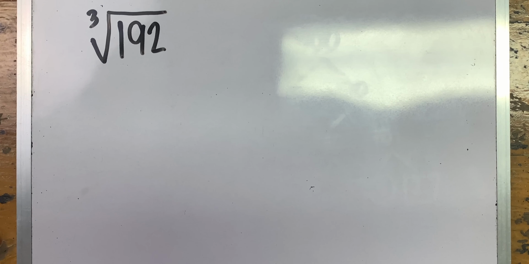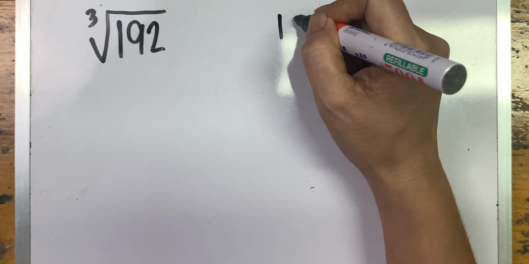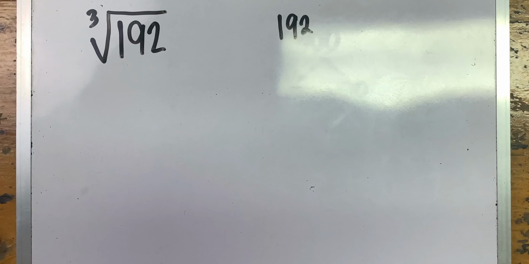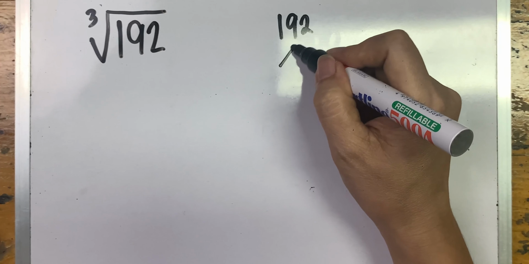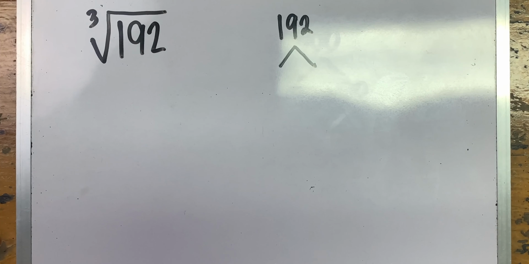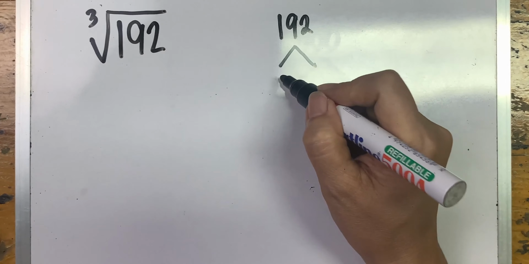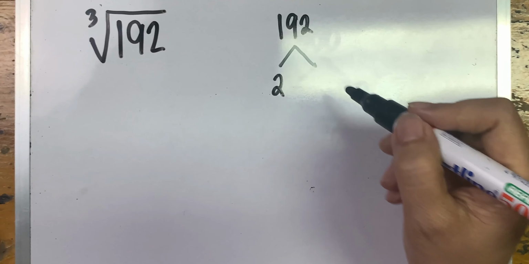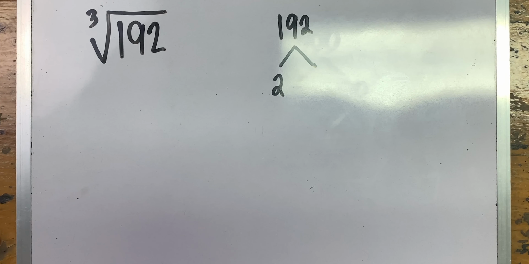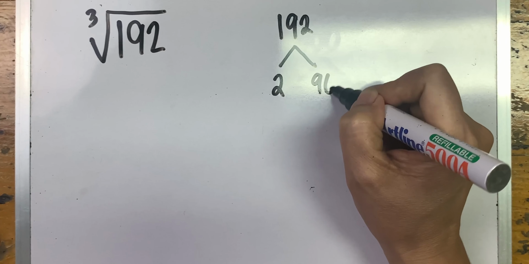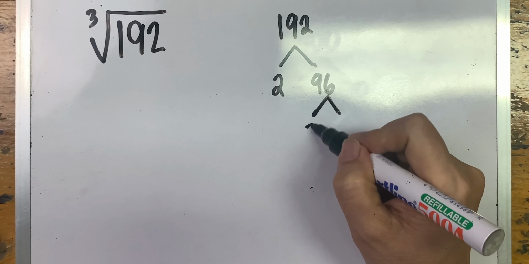Next, hanapin natin yung cube root ng 192. Same procedure. Hanapin natin yung prime factors ng 192. Okay. Since this is an even number, so divisible siya by 2. So divide natin siya by 2. So 192 divided by 2 is 96. I-divide din natin to by 2.